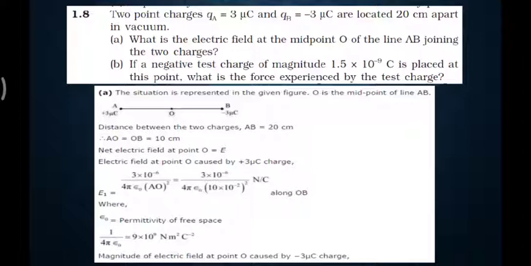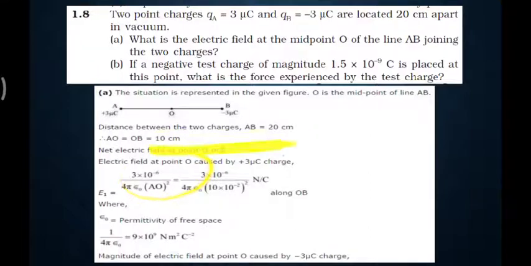Both are generating electric field at the point O. So the electric field of the negative charge is along the OB direction, why? Because it is negative, so the direction is inward, O to B. If I write the electric field due to one charge, it will be Q upon 4 pi epsilon 0 R square. This is the fundamental electric field formula.